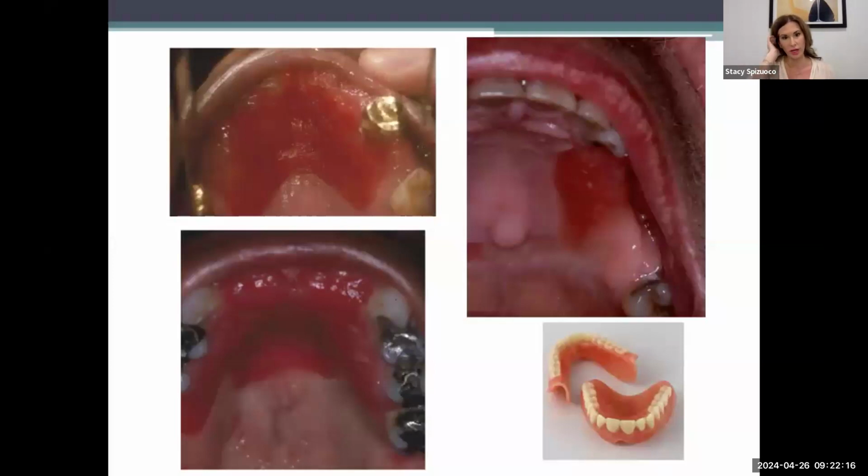So you can also get it from denture wear. So how do we treat these?